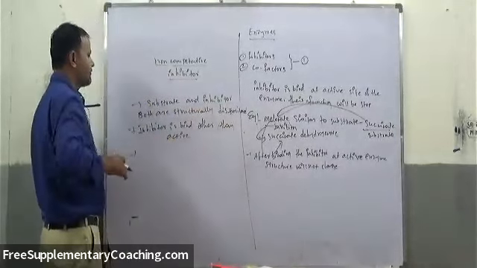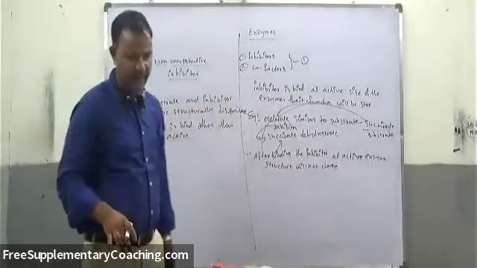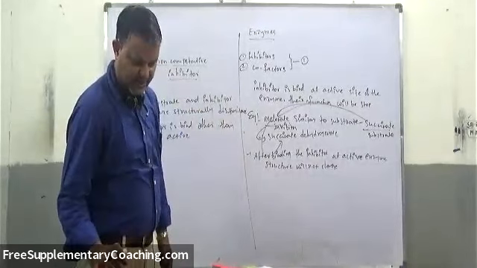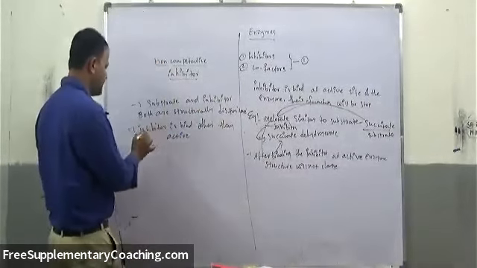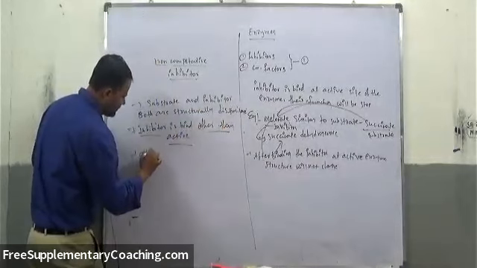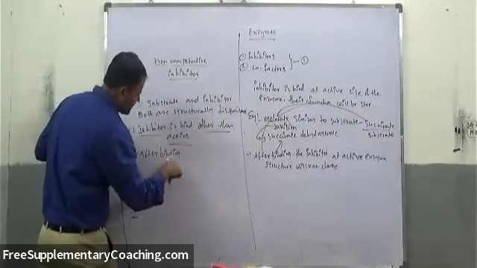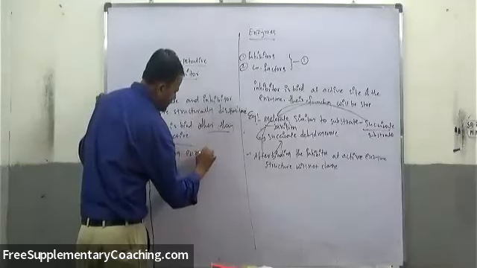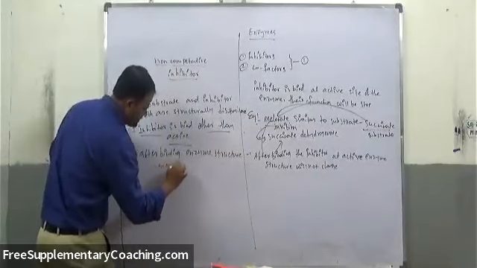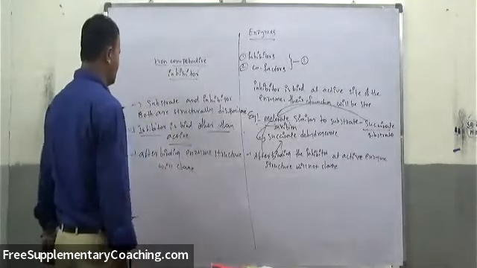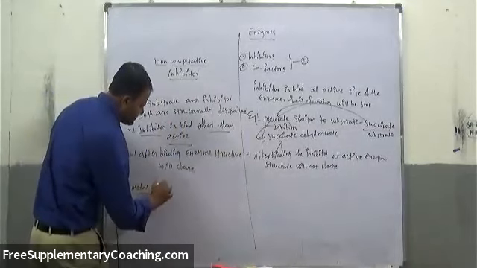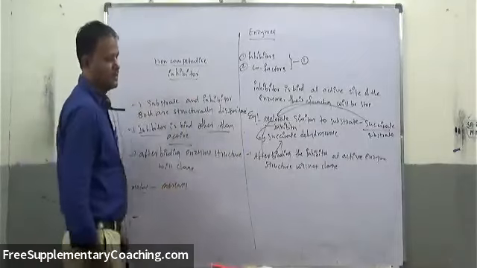The next point: after the inhibitor binds to a site other than the active site, what happens after binding? The enzyme structure will change. Example is what? Metal ions like mercury.